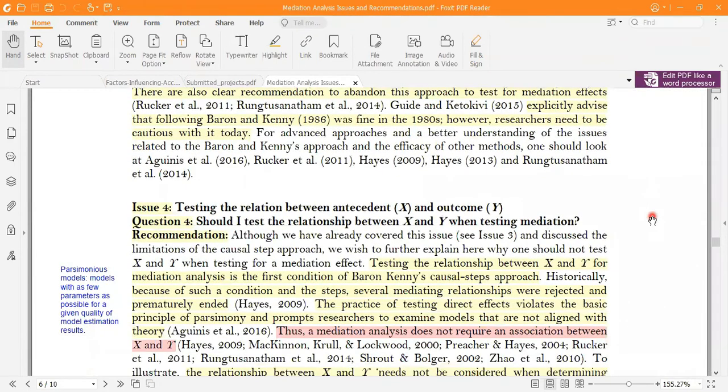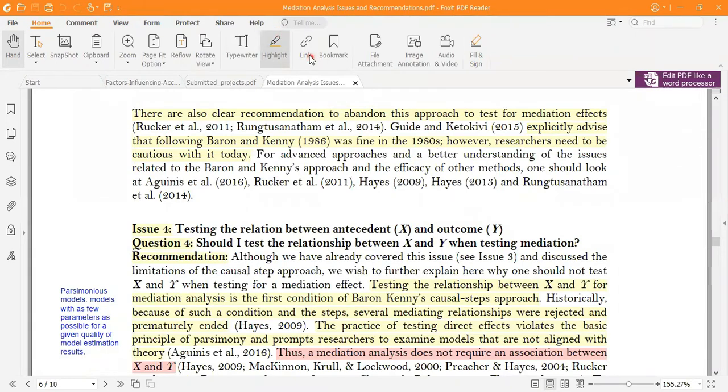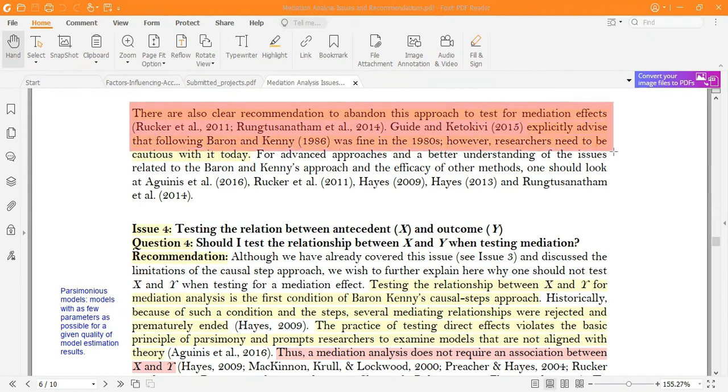Furthermore, it's written here that there are also clear recommendations to abandon this approach to test the mediation effect. It is explicitly advised that following Barron-Kenny, which was fine in the 1980s, researchers need to be conscious of today. It is clearly recommended to abandon the use of this approach for the mediation effect because other approaches have been developed. It was good in the 1980s, but it's not good right now, so it is suggested not to use it.